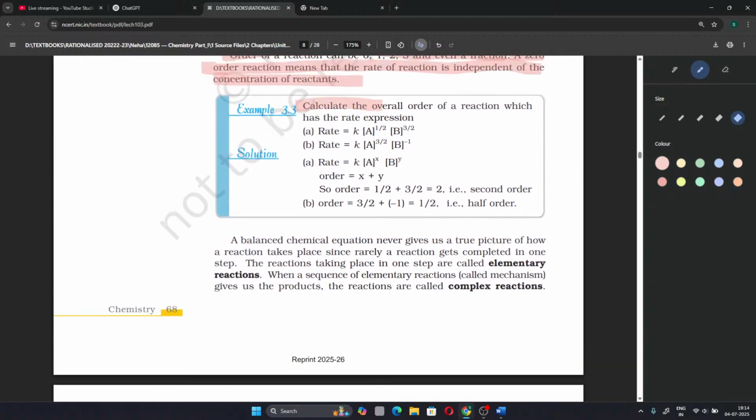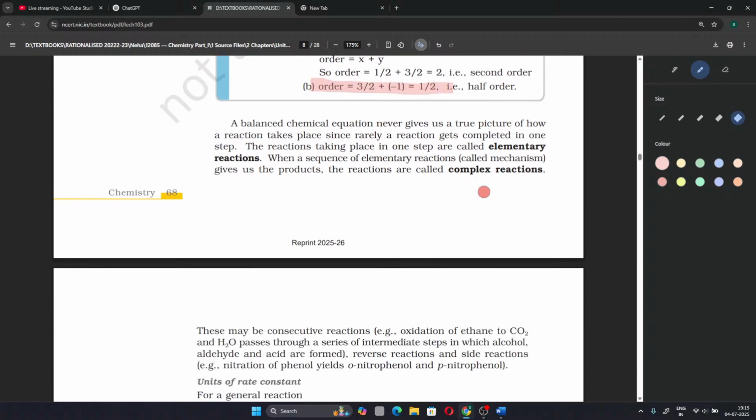Calculate the overall order of a reaction which has a rate expression with powers 1 by 2 and 3 by 2. It is basically 4 by 2, which is a second order reaction. In the second case, with 3 by 2 and minus 1, the order can be negative, sorry, it is a 0.5 order reaction. In case of A, it is x plus y, so it is a second order reaction. And in case of B, the solution is a half order reaction.